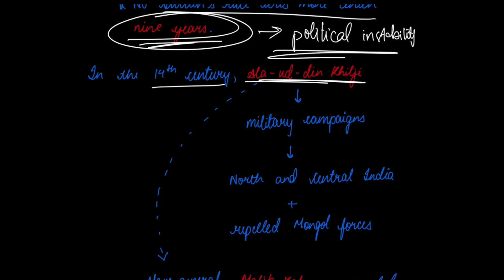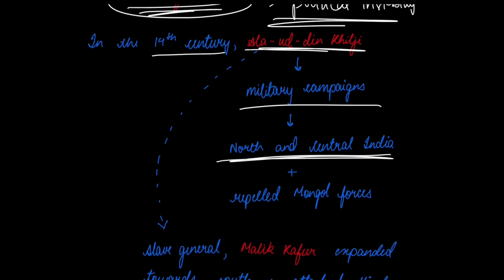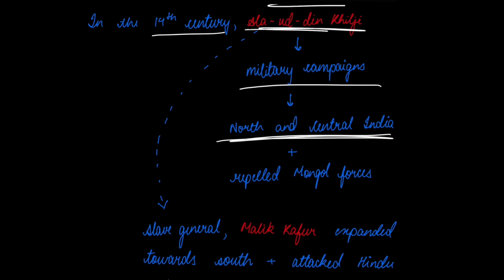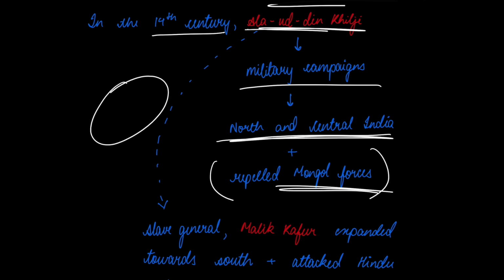And in the 14th century came Alauddin Khilji. He was always on military campaigns, and he conquered north and central India, and also repelled many of the Mongol forces. Mongols were the ones who controlled most parts of Asia, and they wanted to invade India and add it to their expansions. But Alauddin Khilji repelled the Mongol forces as well.